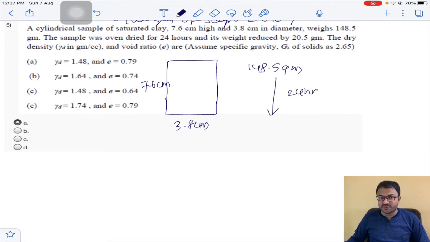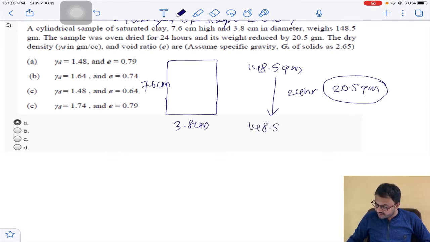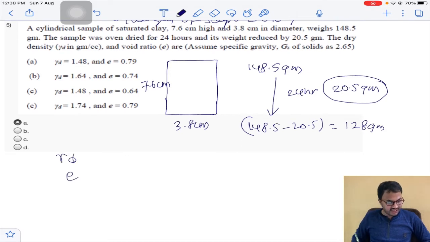Its weight reduced, meaning the decrement in weight. So 20.5 grams weight has been decreased. After decreasing 20.5 grams, that is 148.5 minus 20.5. How much? It will be 128 grams. So this is the dry weight of the sample, and the dry density and void ratio we need to calculate. That is gamma D and void ratio we need to calculate.